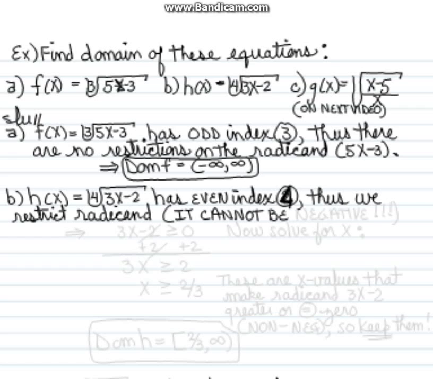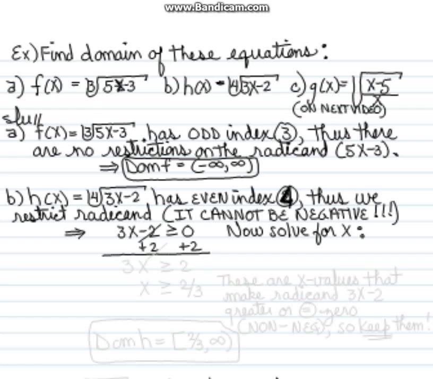It can be 0. That's not a problem. It can equal 0. It can be positive number. It can be 0, but it cannot be negative. So let's take the radicand, 3x minus 2, and set it greater than or equal to 0. Okay, now all we have to do is solve for x to figure out what the domain is.